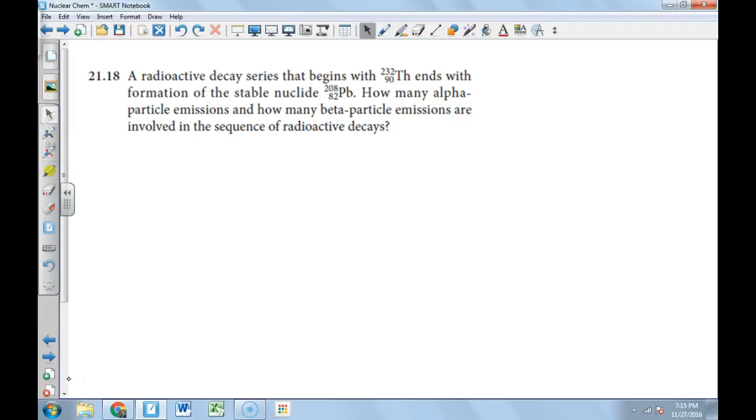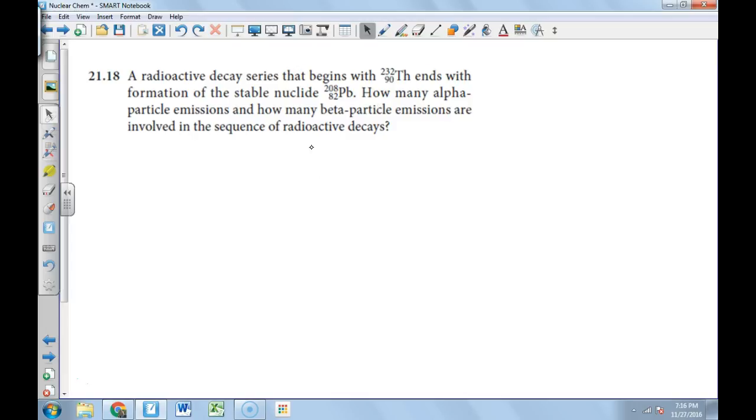Hey everybody, I wanted to go over question 2118 in Braun-LeMay-Bursten. Here we're going to talk about a radioactive decay series. Now this is the fun stuff, because now we're combining alpha and beta emissions together to come up with a stable isotope of lead. In this case it's not always lead, but in this case it's lead.